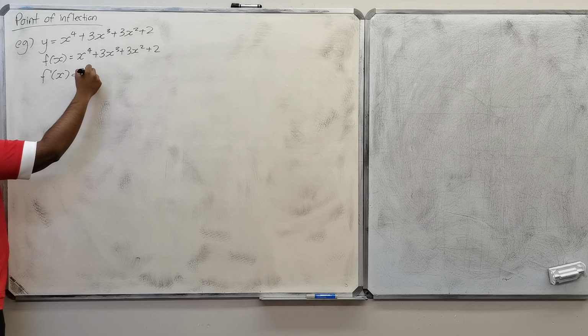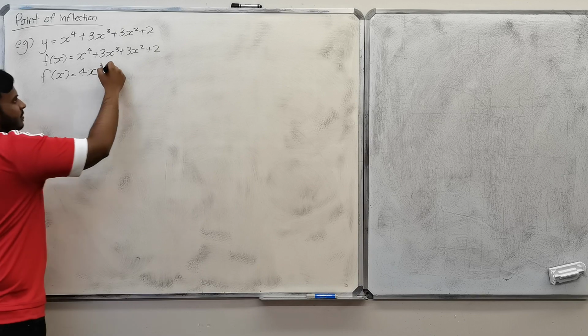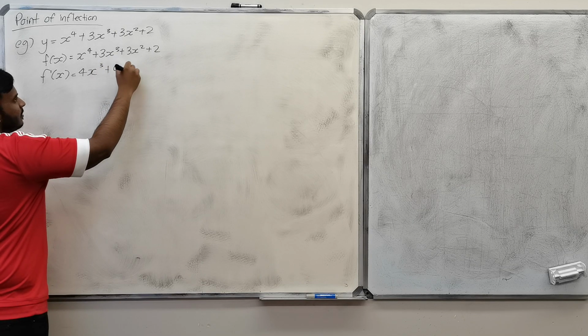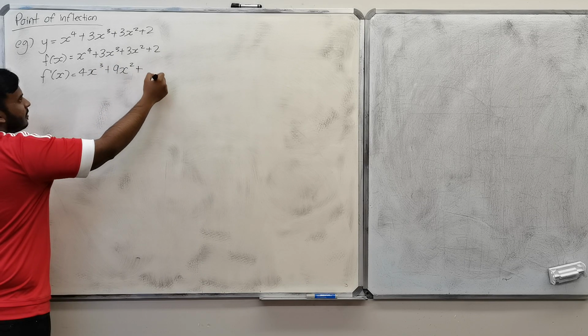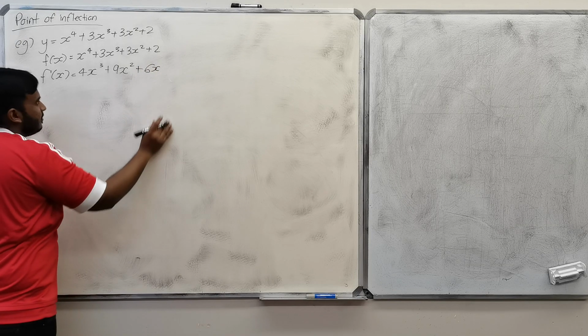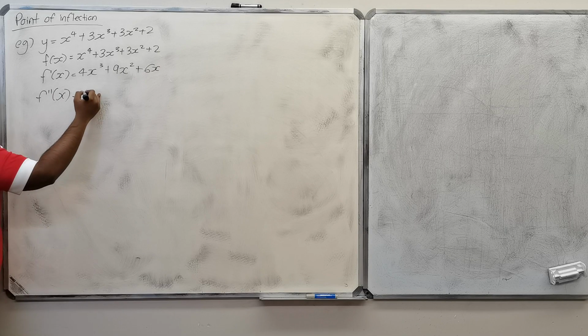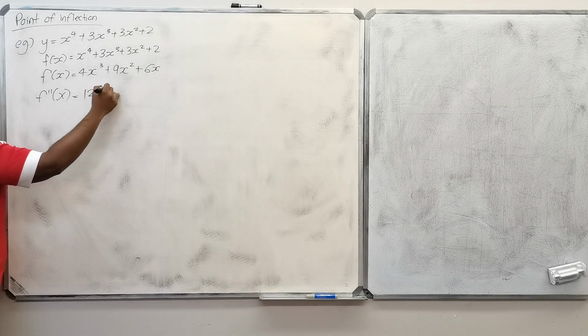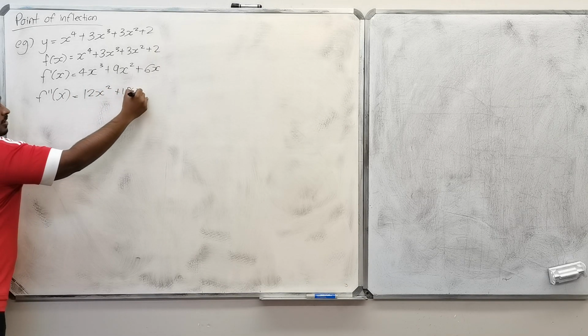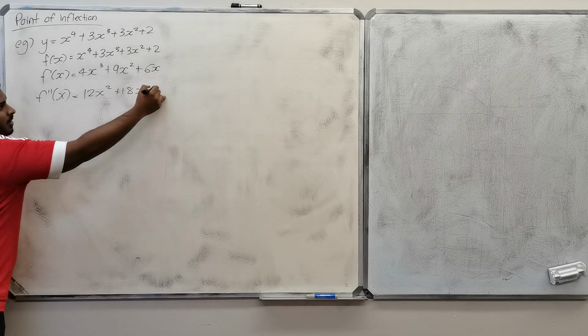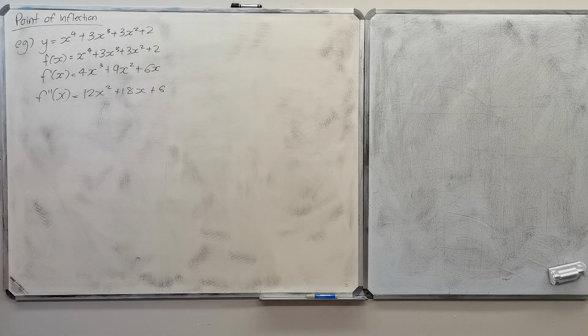What's that? 4x cubed. Then the second derivative, times 2: 12x squared plus 18x. That's six. Let's equate it to 0.